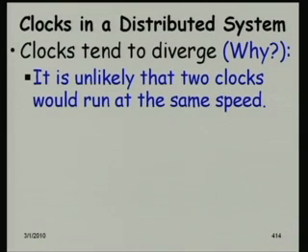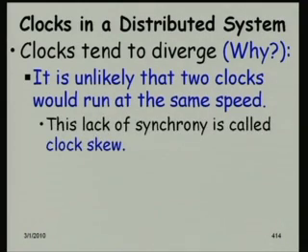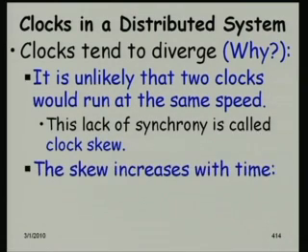So, in a distributed system, it is very unrealistic to expect two clocks to run at the same speed, and we call this clock skew. Sir, why don't they have the same speed? We will investigate. That is precisely the question that I was asking, why the clocks do not run at the same speed. We are going to investigate that.